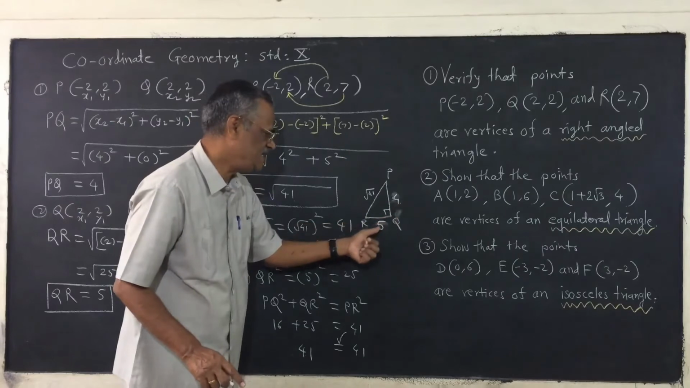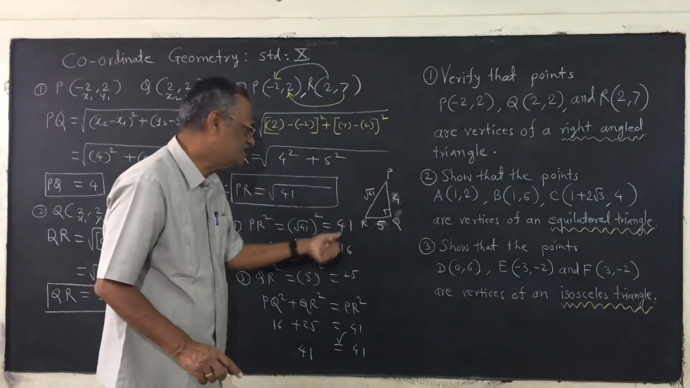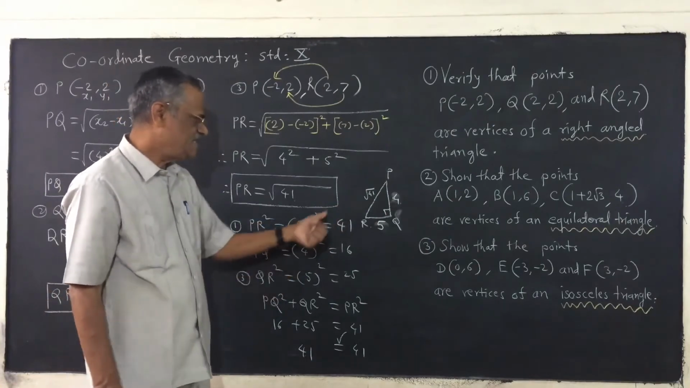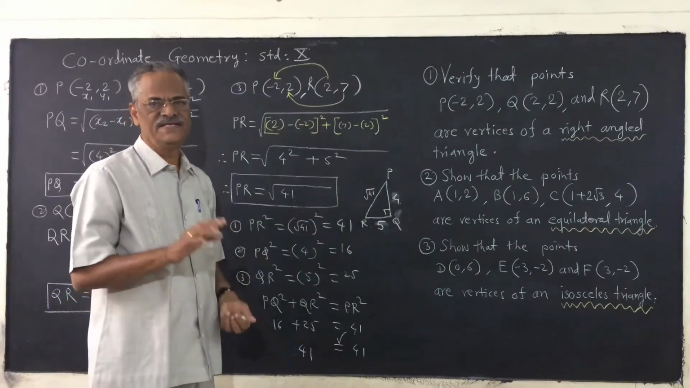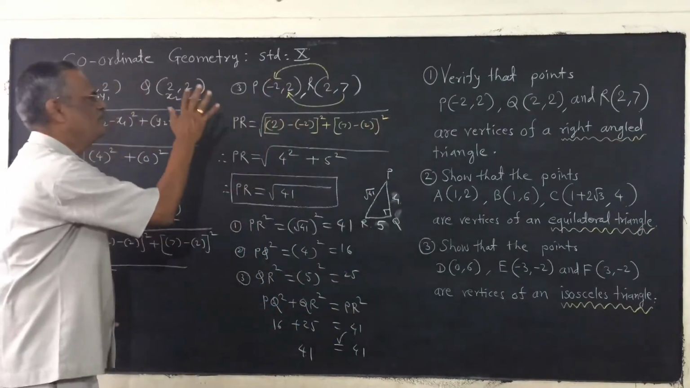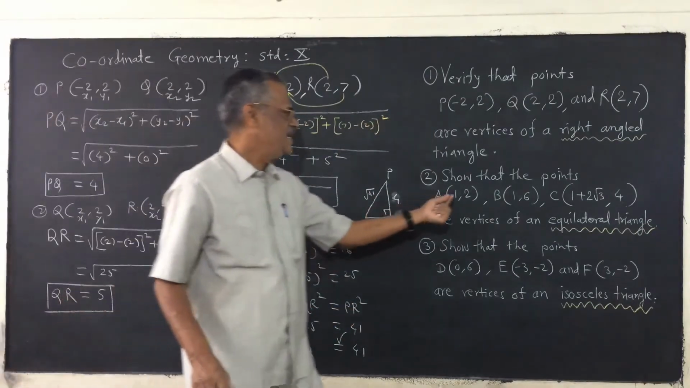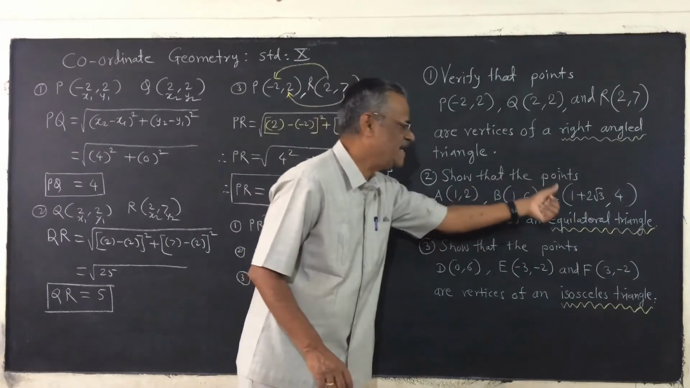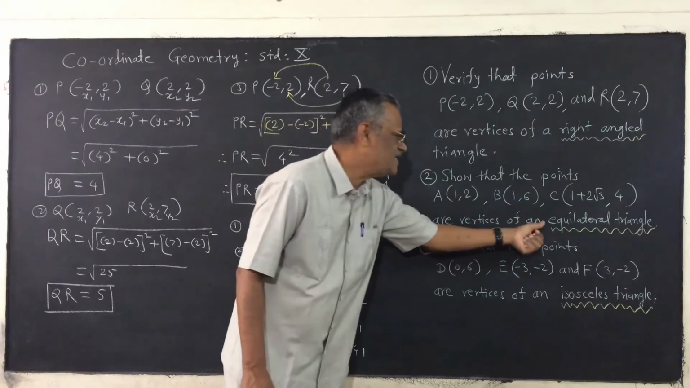And this is 16 plus 25, and the third side PR. So that is the right angle triangle. We can see that it is a right angle triangle. So in any example, we have to find out the distance AB, distance BC, distance AC. Then we have to select that.